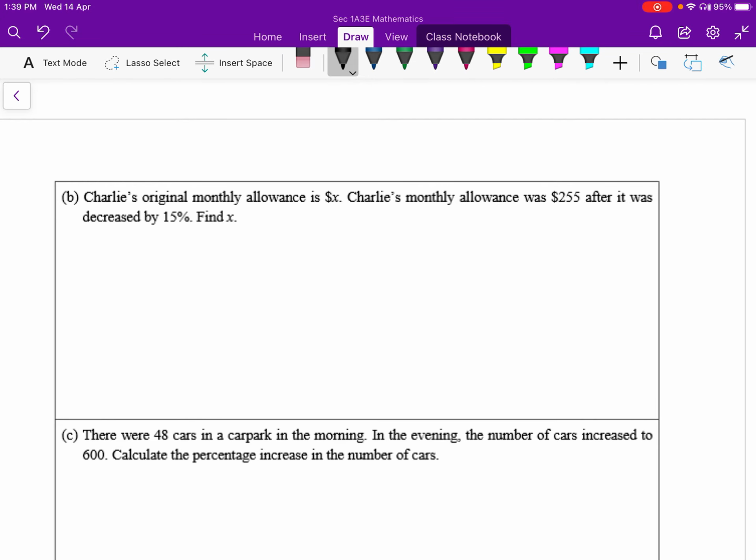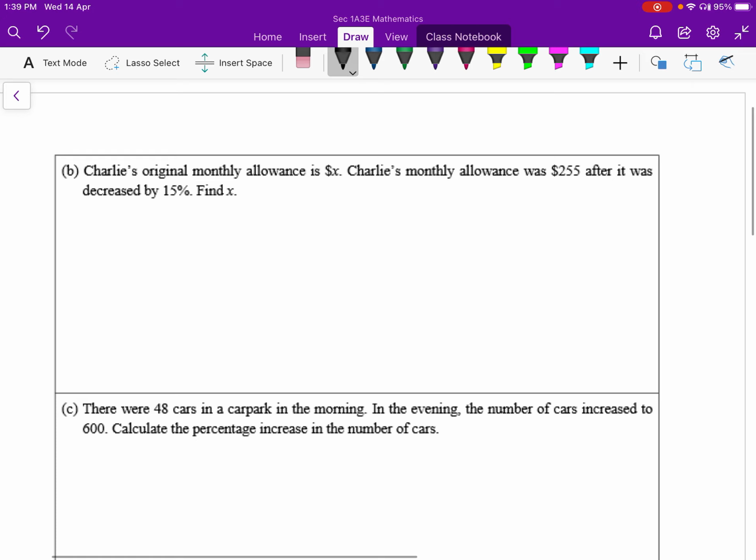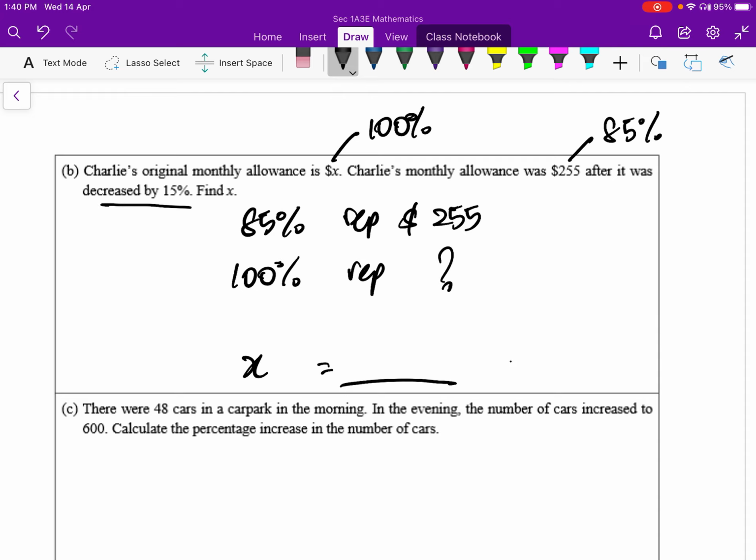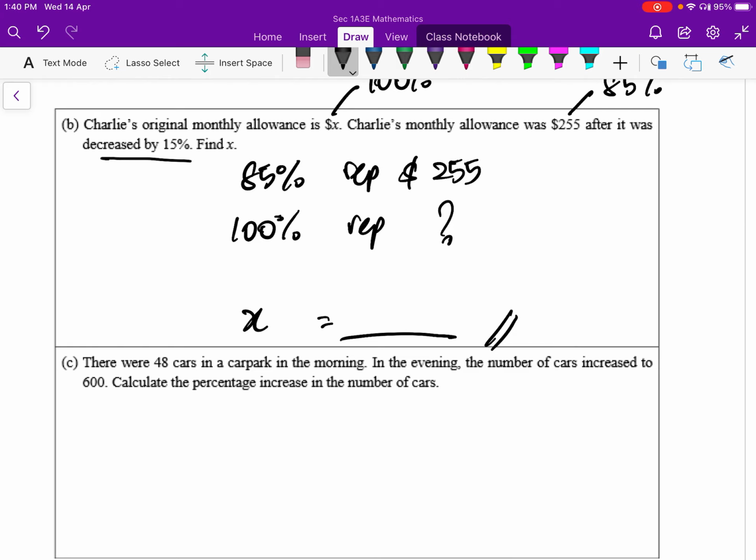Okay, next. Charlie. Original. X dollar. So this will be 100%. The monthly allowance was 255 after it was decreased by 15%. So this will be 85%. Find X. Okay, 85% represents 255. So 100% represents, figure it out yourself. Then have a final answer, X equals to, okay, so complete this as your homework.